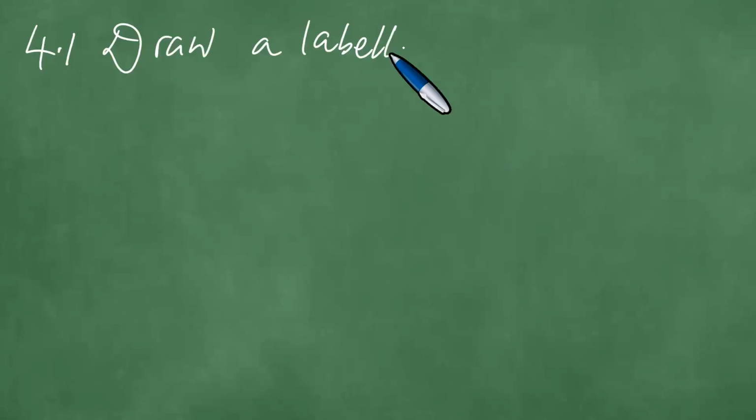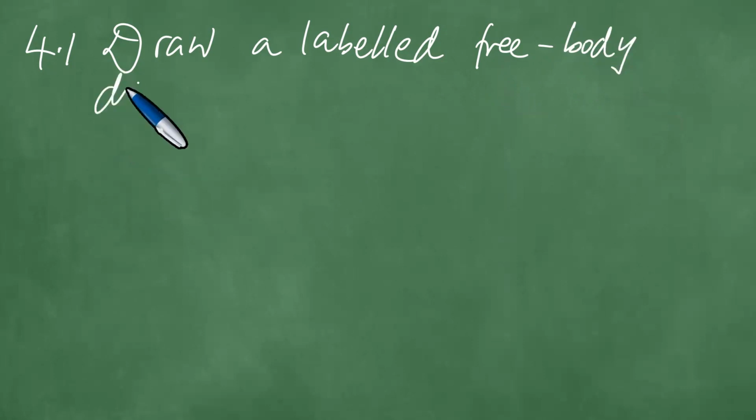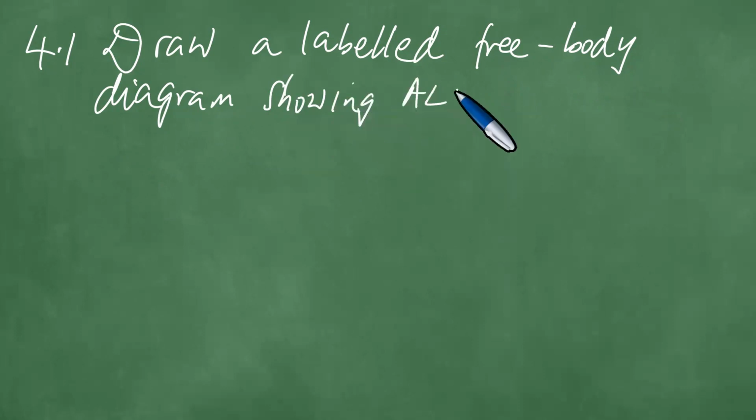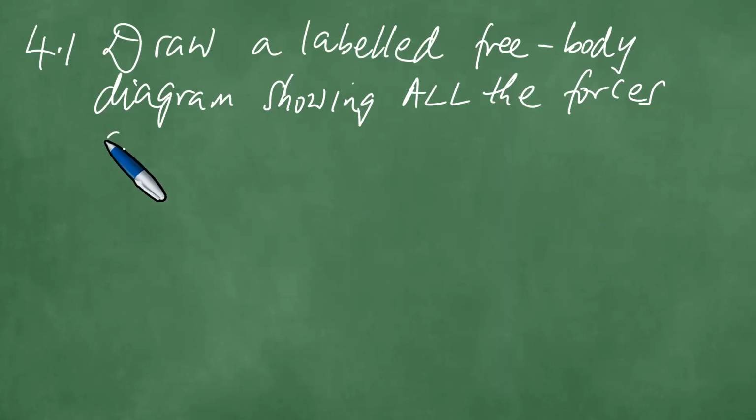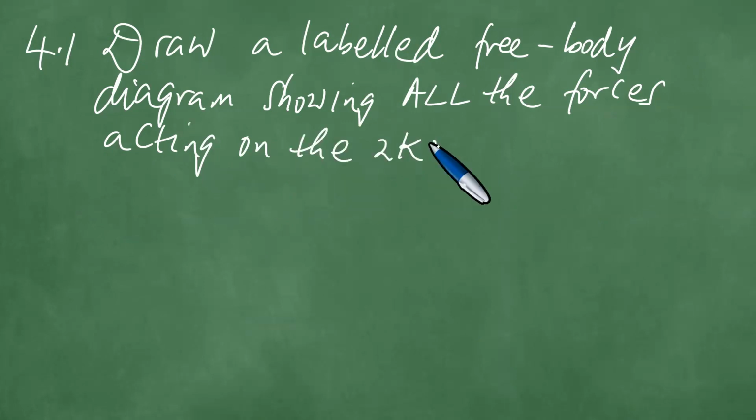In 4.1, you need to draw a labeled free body diagram showing all the forces acting on the 2 kg block, on the 2 kg mass.